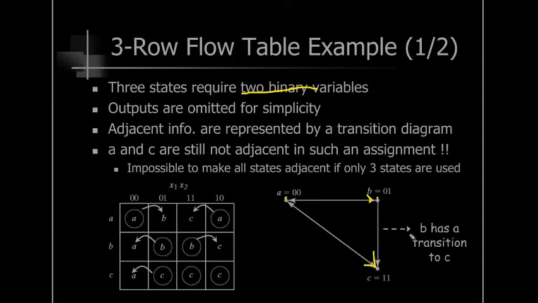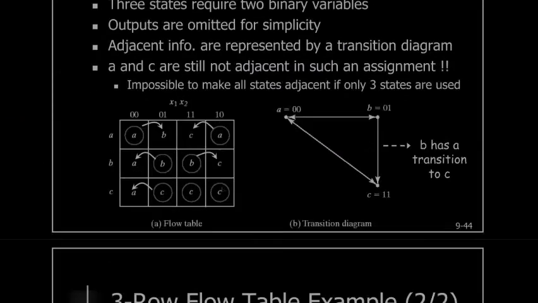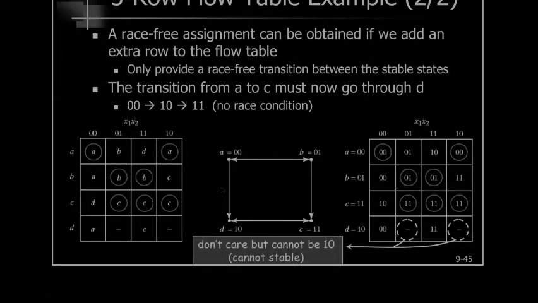Next, I try to assign state variables to these states. So if I assign 00, 01 and 11, I can see that the transition between A and C involves the change of two variables. Even if I assign C as 10, the transition between B and C will involve the change of two variables. So it is impossible to make all these states adjacent using only three states. This can be solved by introducing another row to the flow table.